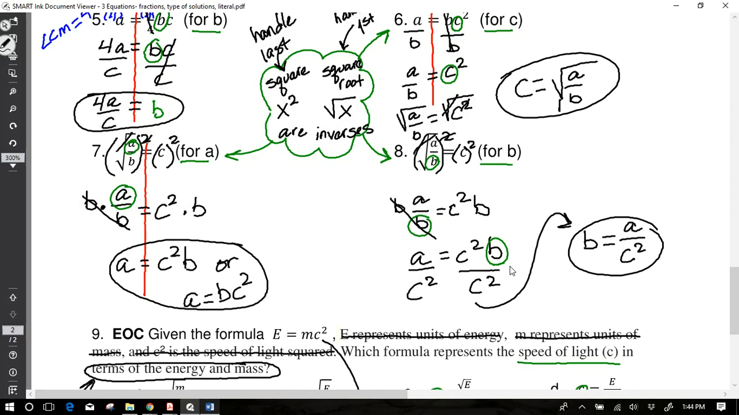So that is literal equations, but on the Math 1 level. It involves using squares and square roots within the literal equations.